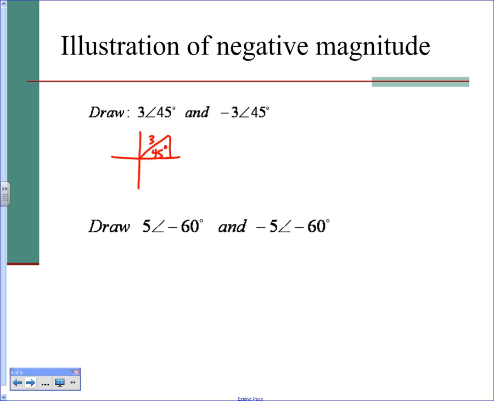Wait, why? Negative 3 at 45 degrees. Don't draw my negative 3. Close, yeah. That little 40. But you can read that.